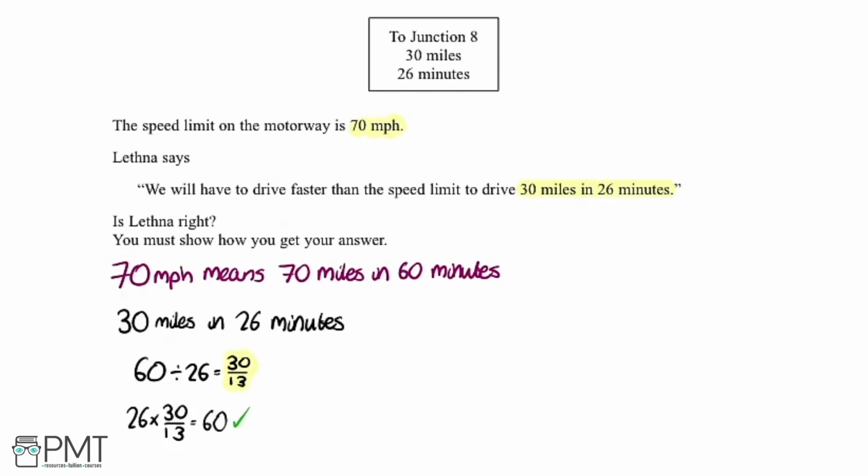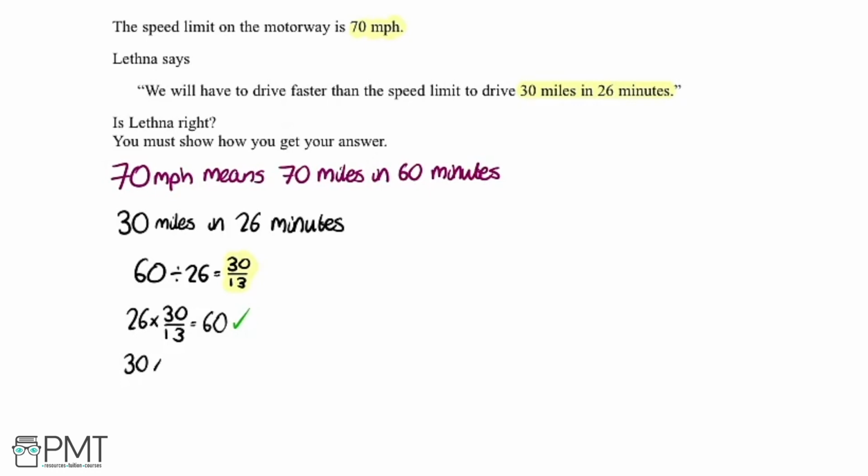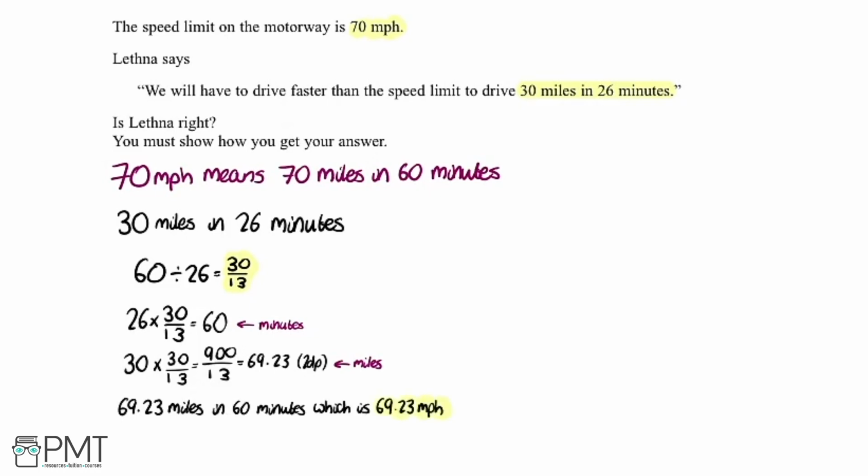Now we can also multiply our miles part by the multiplier we worked out. So we're going to have 30 multiplied by our multiplier, which is 30 over 13. And that gives us 900 over 13. We're going to write that as a decimal. So that's going to give us 69.23, rounding that to 2 decimal places. If we think about this, this is our minutes, so it's in 60 minutes, and these are our miles. So writing this out in a sentence, you can go 69.23 miles in 60 minutes, which is 69.23 miles per hour.